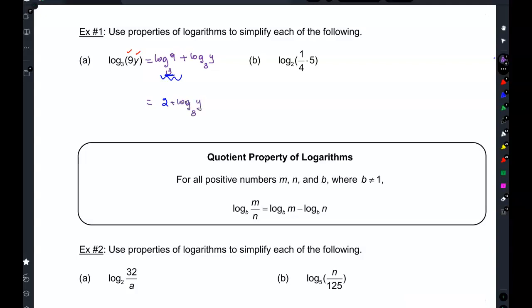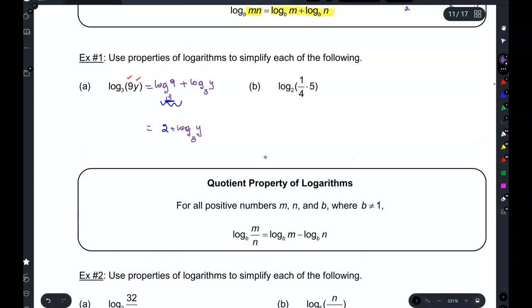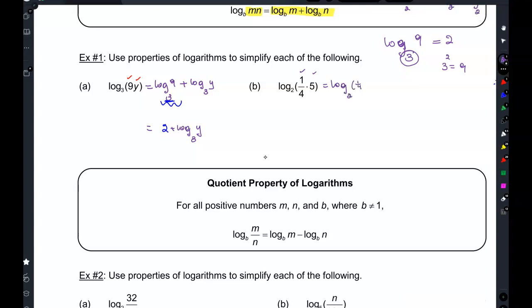Okay, so remember in the last two lessons, if you have log base 3 of 9, this is a base. So you're looking for the exponent of 3 that gives you a 9, and that would be a 2, right? Because 3 to the power of 2 equals 9. Okay, so here I have one element, another element. So this is going to be log base 2 of 1/4, plus log base 2 of 5.